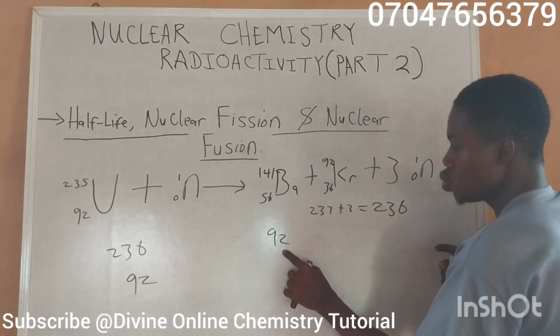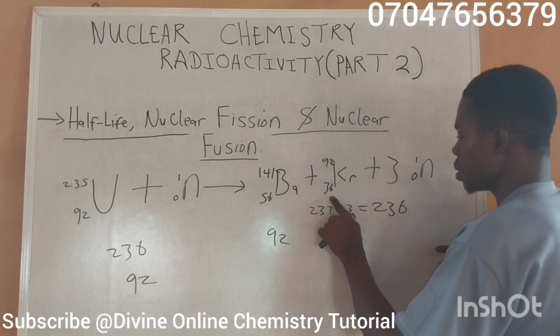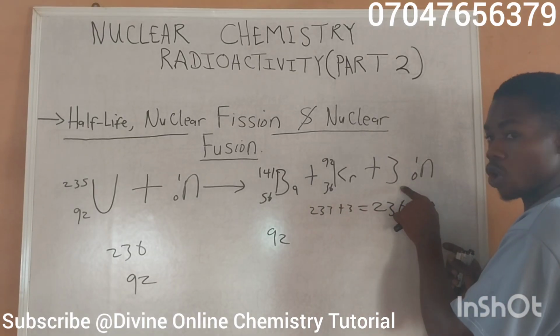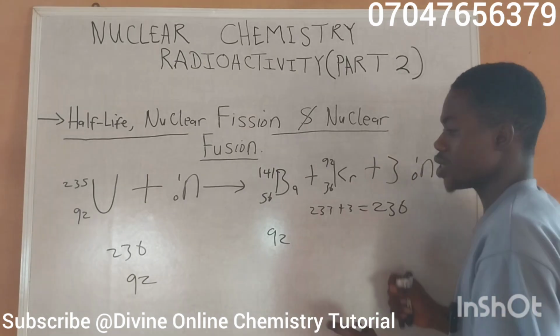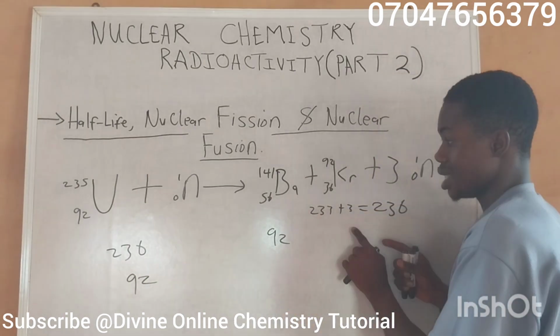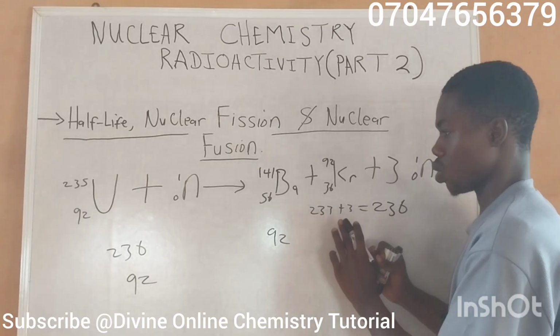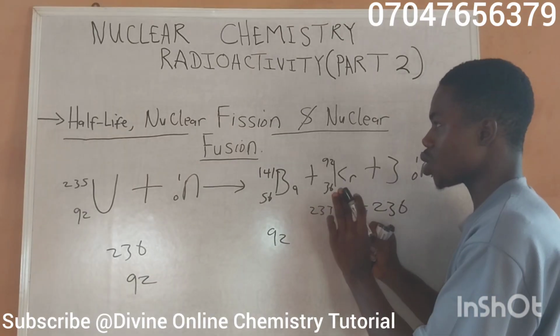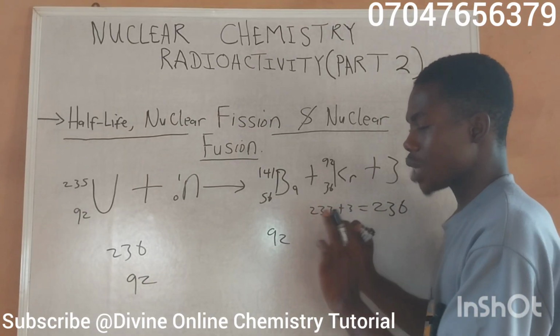So this 92 that we got from this 56 plus 36, plus the 0 that we got here, will still give us 92. So you can see that the atomic number here is 92. The atomic number here is still 92. So you see that the case is balanced. So this is all about nuclear fission.